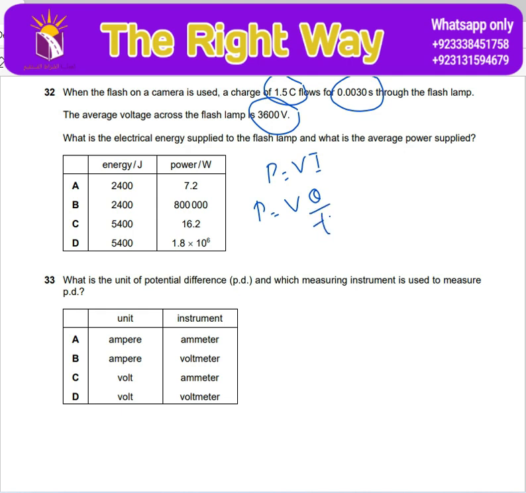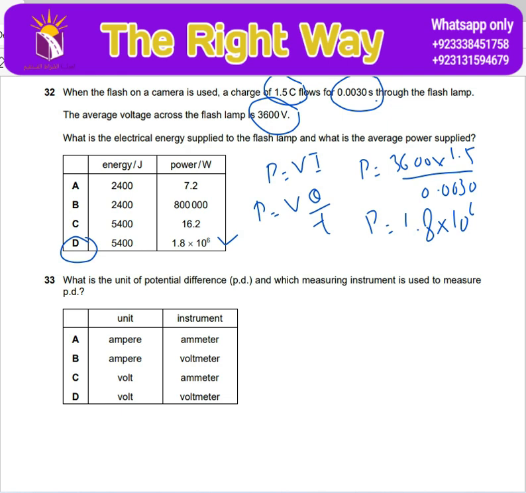VQ divided by t. Why Q divided by t? Because current is not given. We are given charge and time. So P will be equal to 300 multiplied by 1.5 divided by 0.0030, which will be equal to 1.8 into 10 raised to power 5. We haven't found the energy, but this value is only in the D option. So D is the right option.